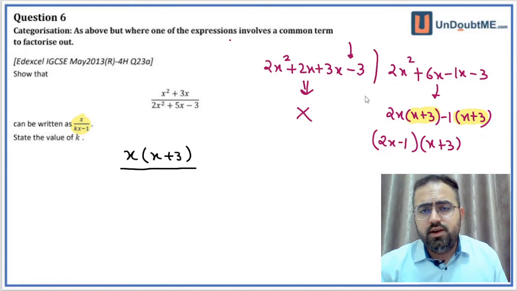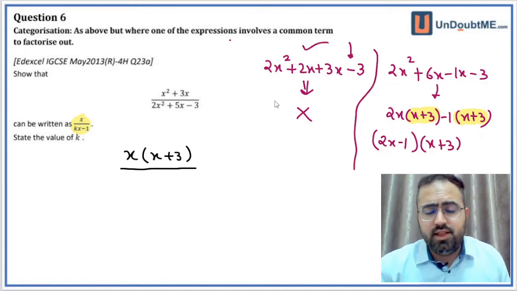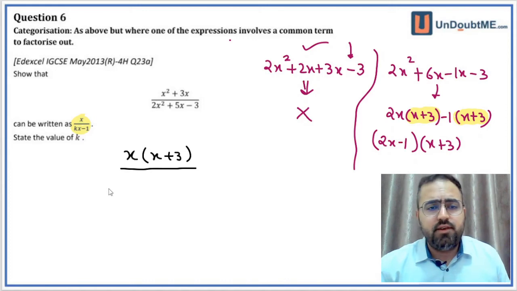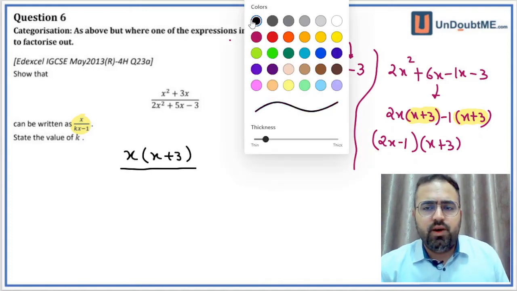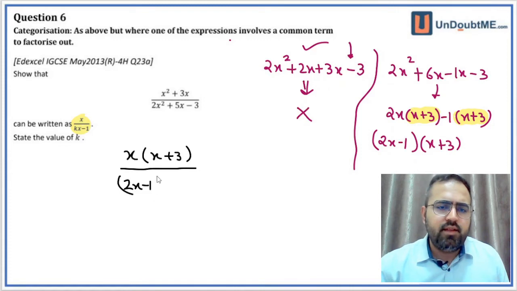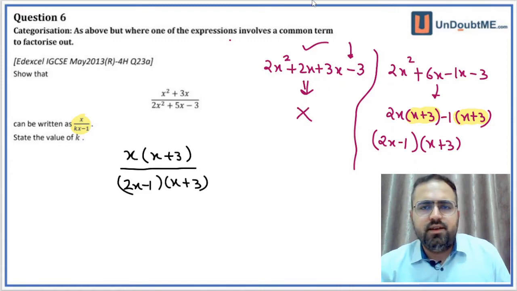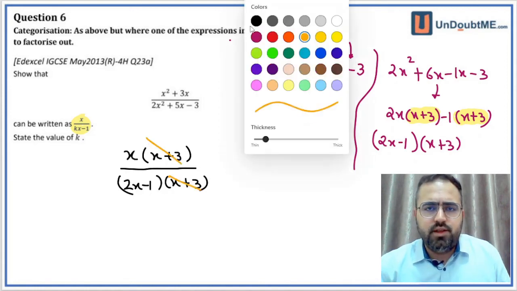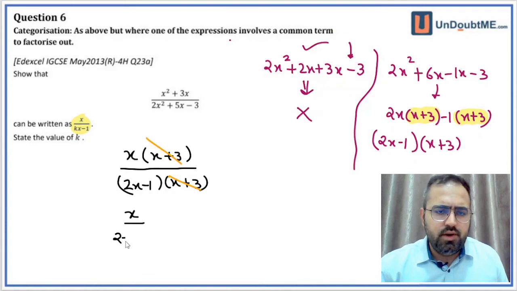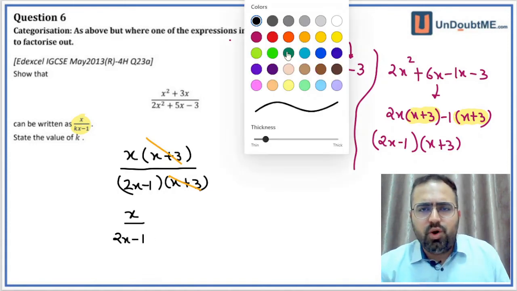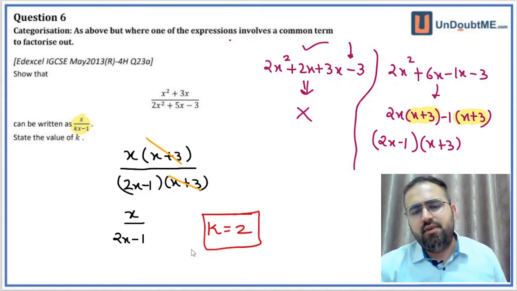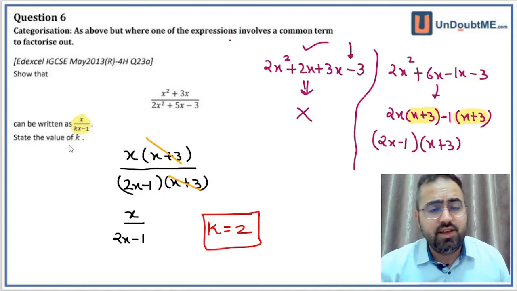When you move ahead from this attempt, you will find that they are not giving us the same bracket. It means that factorization is not feasible. Okay, so the correct factors are 2x minus 1 and x plus 3. As you can see, the common terms can be cancelled. If I cancel out the common term, I am left with x over 2x minus 1, and by just observation I can get the value of k as 2. That would become my final answer because they are finally asking us the k value only.